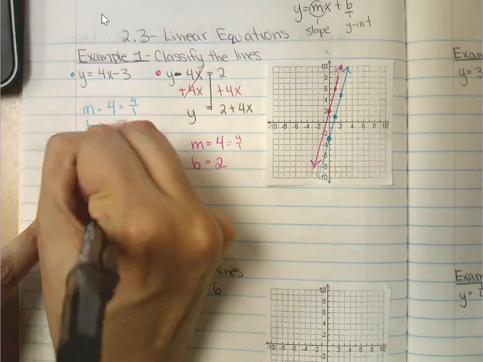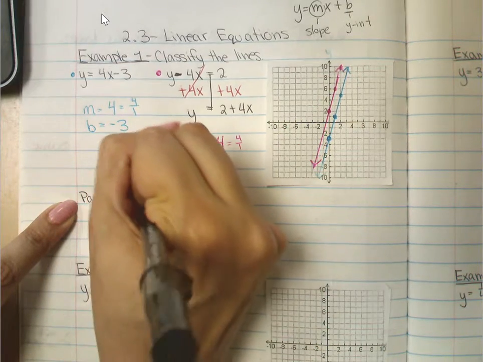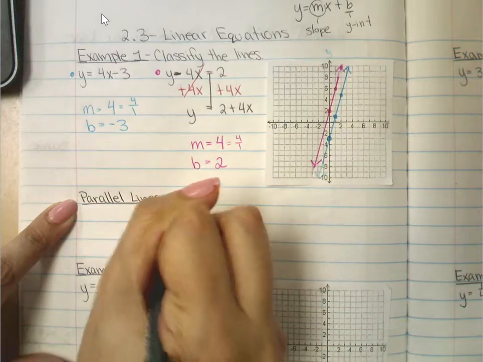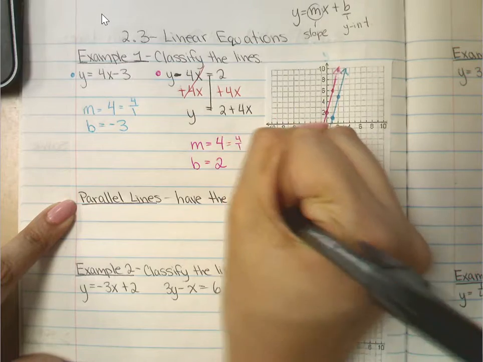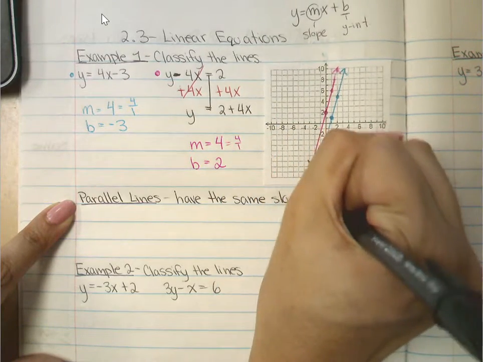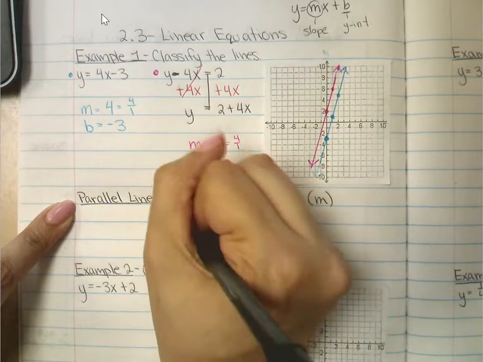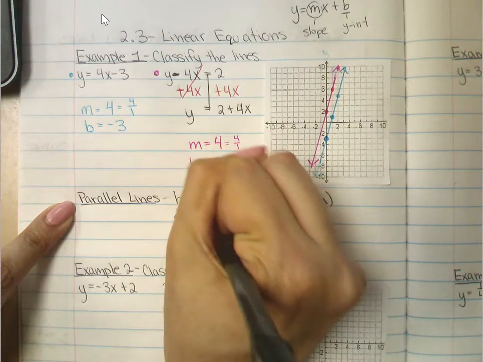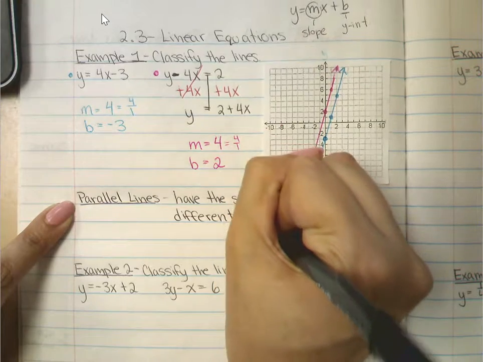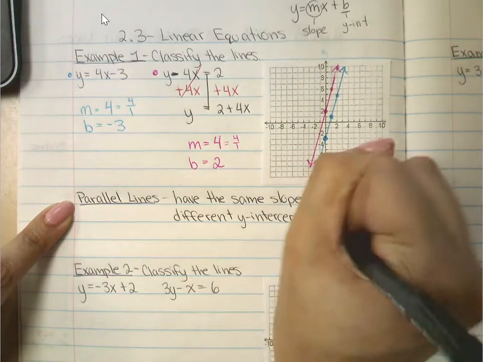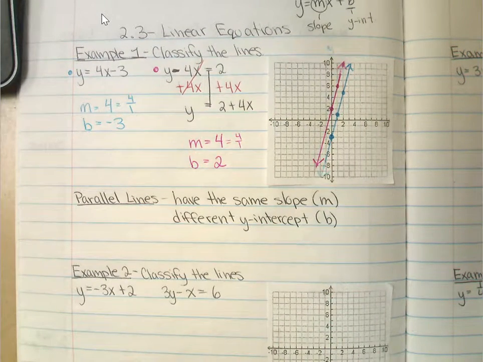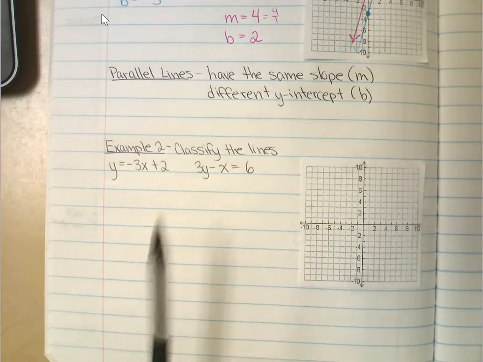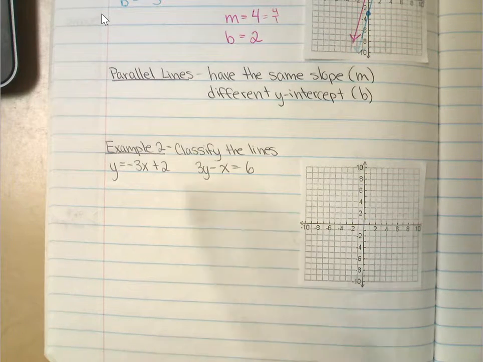For this, parallel lines have the same slope, which would be the m, but they have to have different y-intercepts. Which would be the b. We're going to do one more example for this video. So for this one, same thing.